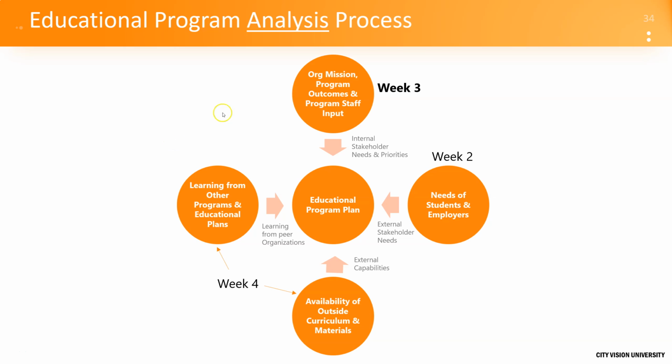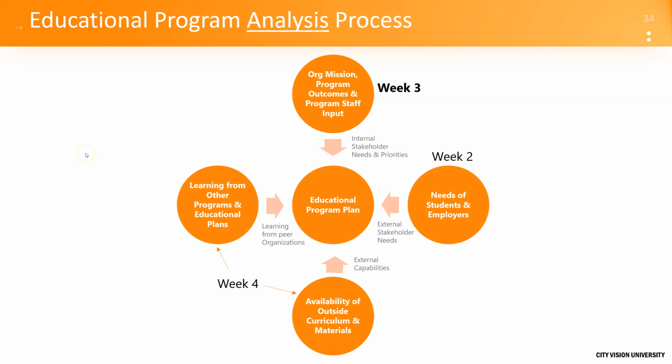Now, just again to remind you, we're in the analysis phase of the ADDIE process. And in this week, you're going to be really looking at how all of this that you're doing fits into the organization's mission, their program outcomes, and thinking about program staff input. So this is internal stakeholder needs and priorities.